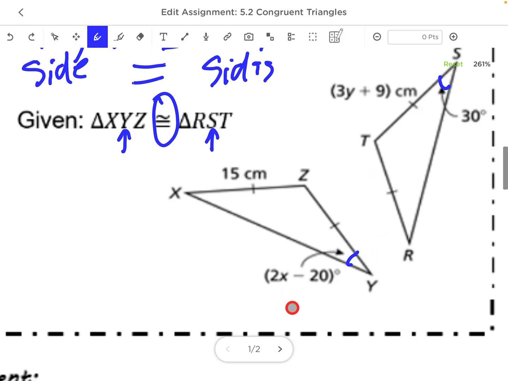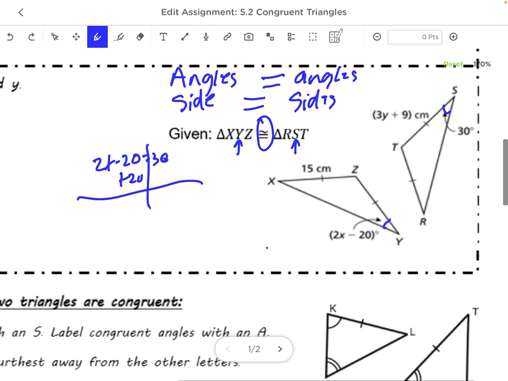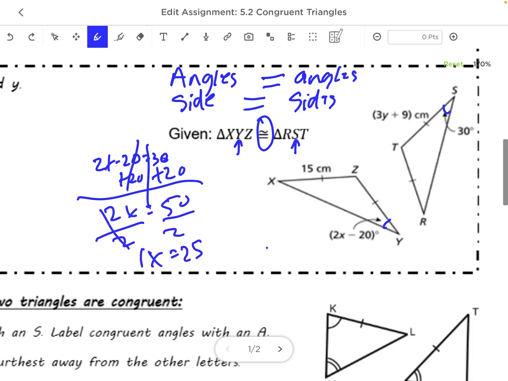Well, let's see here. What does that tell us? That tells us that 2x minus 20, this measurement, is equal to this one, which is 30, right? So that's how we can figure out that x. So we're going to say 2x minus 20 equals 30. All right, so then we're just going to add 20. Once we set it up with a correct statement, then we can just easily do our algebra, right? Those 20s cancel out. 2x equals 50, right? We're going to divide by 2, so x equals 25.